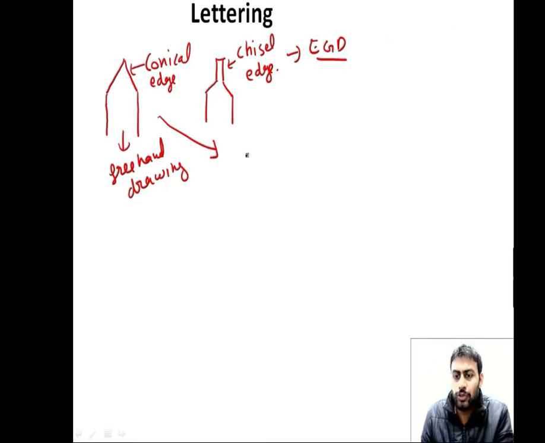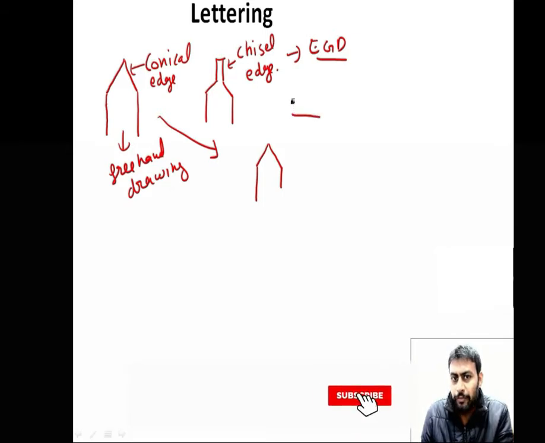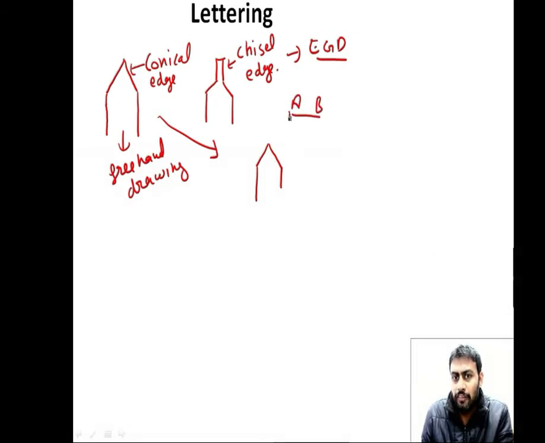I want to elaborate the difference between these two. With the conical edge, the starting point of the edge is sharp. After a certain length, when you draw for example A to B, the conical edge will deform due to friction and become a dull shape. It will not remain a sharp edge, so it will become dull.